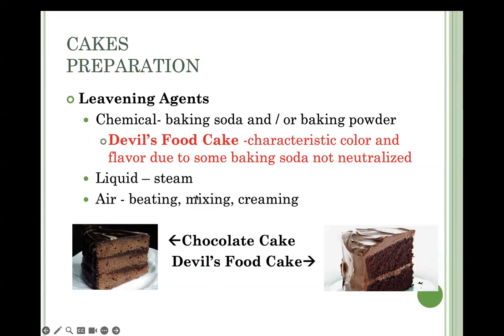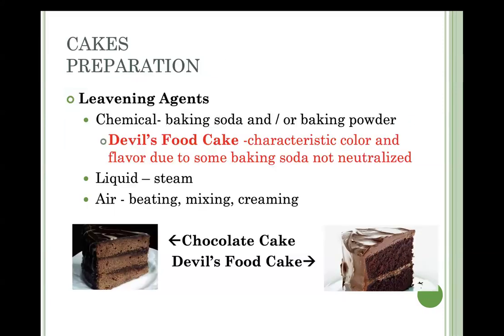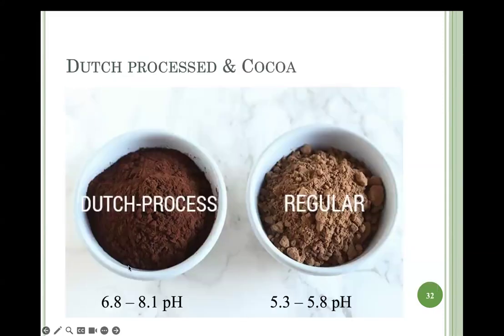We're also looking at liquid, and liquid is going to help aerate or leaven our cake by way of steam, and then, of course, air. So this is a good example of our chocolates. We're looking at the chocolate cake versus a devil's food cake. Again, we're looking at the different pH levels. This is more acidic than this one. So therefore we get the bleaching. And we can see this here.